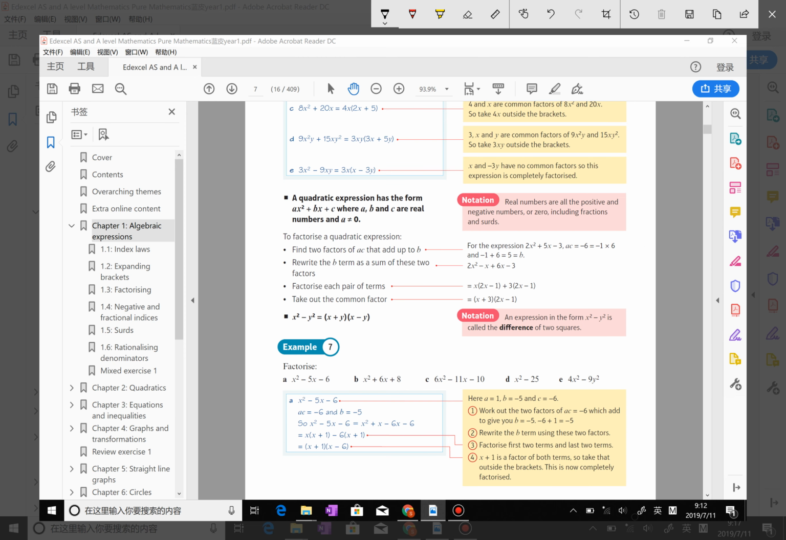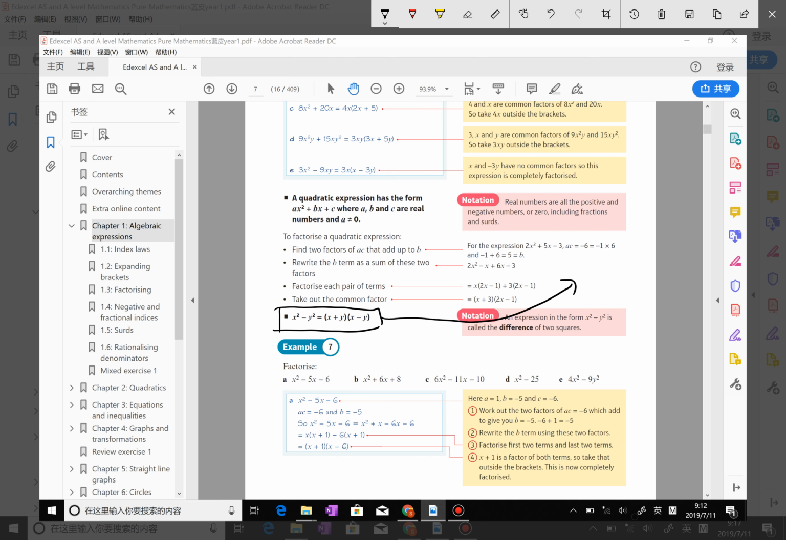So D says x squared minus 25. How do we do this? So before we do this, let's look at a key point that you should understand. If there are two numbers, x squared minus y squared equals x plus y times x minus y. This you should remember. So how do we verify that?